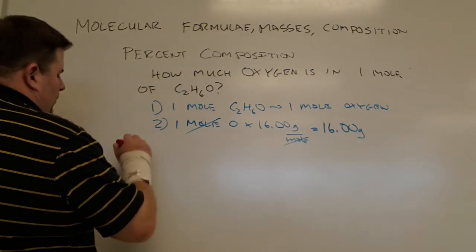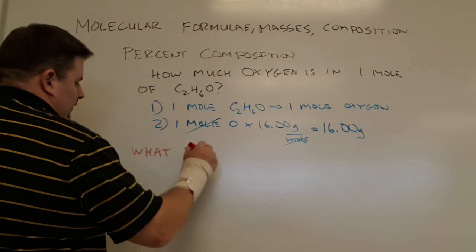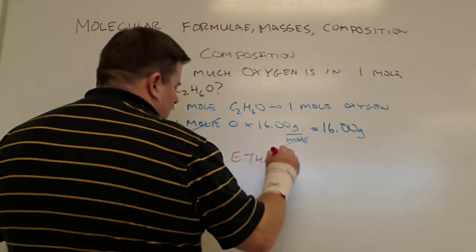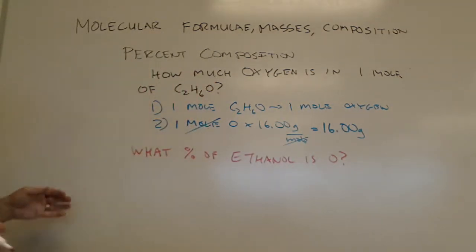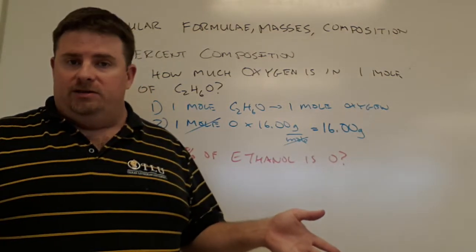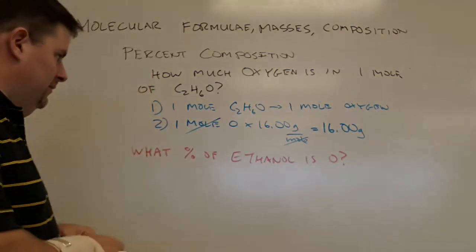Okay? So what percent of ethanol is oxygen? Okay, I already know oxygen is 16 grams. So an easy way of looking at this is let's find out what the formula mass of ethanol is, and then divide the oxygen mass by the mass of ethanol.